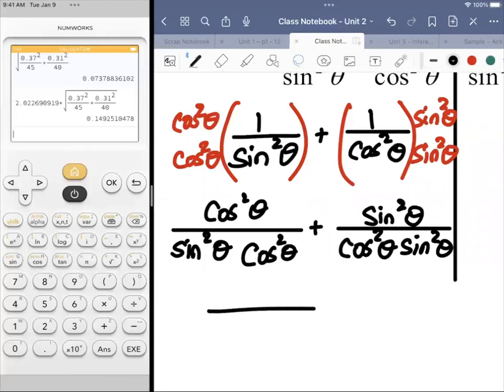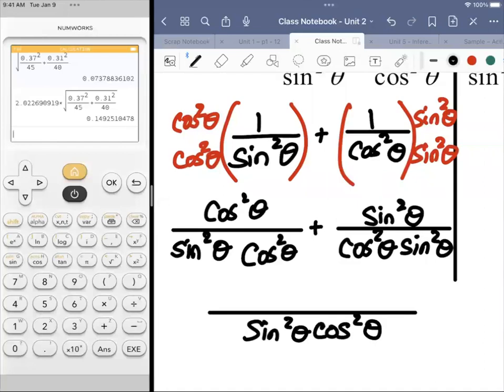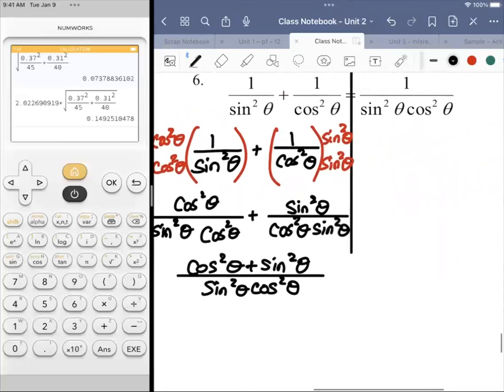So on the bottom, I'm just going to pick one form, doesn't matter. I'll use sine squared theta, cosine squared theta. On the top, cosine squared theta plus sine squared theta. And it may seem like I was being strategic in writing the sine squared, cosine squared on the bottom, just because that's how it matched the right-hand side. But honestly, I lost track of the right-hand side a while ago, so I just kind of lucked out.